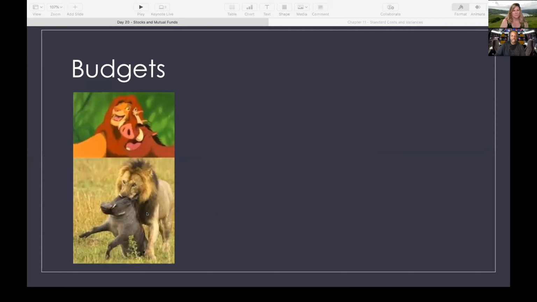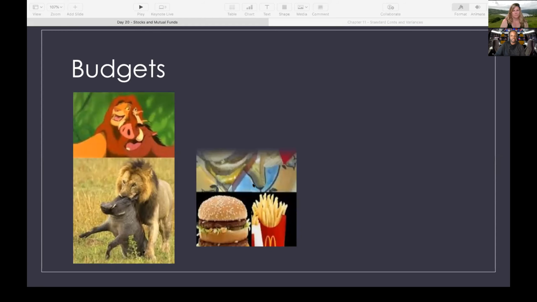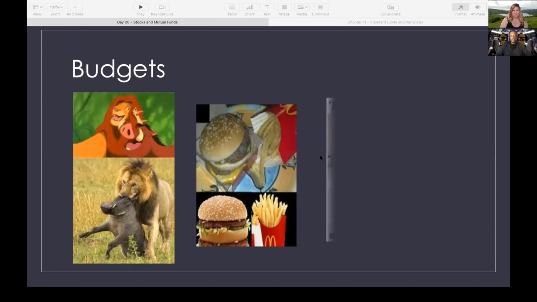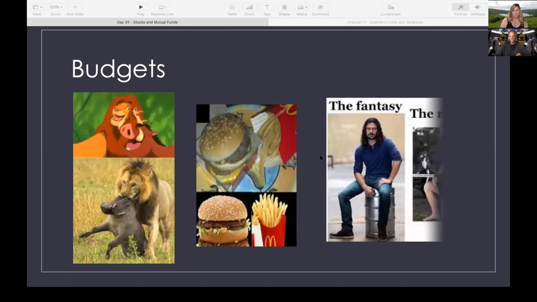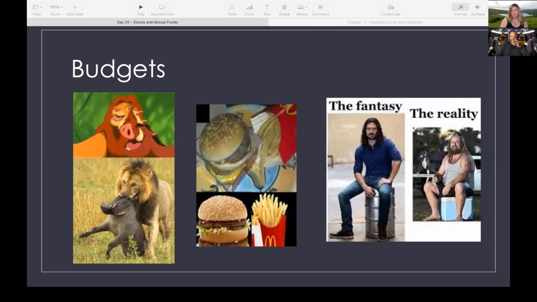So that's the Lion King, and this is what happens in real life. Lions don't hang out with warthogs. This is what McDonald's tells you you're going to get. This is what it actually looks like. If you haven't watched the McMillions documentary yet, put that on your binge list. And this is what they look like on the internet, and then this is what they look like in real life.